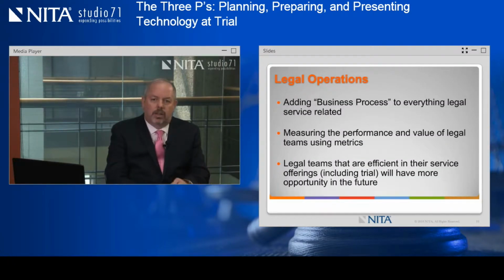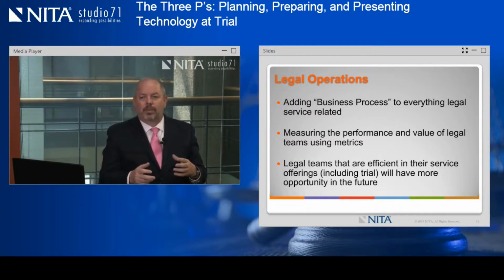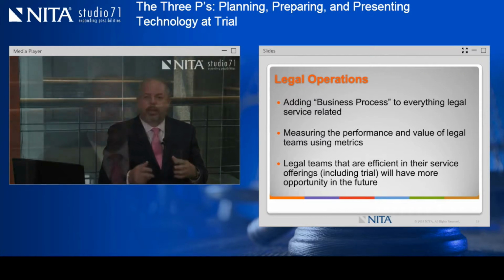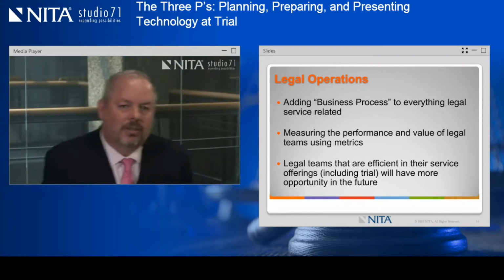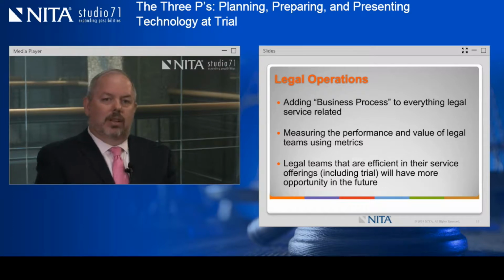Now, a quick comment about legal operations. If you aren't familiar with this growing field, you should be. This is quickly becoming a hot corporate job where all aspects of legal services are measured, including trial services. They use the metrics to help guide clients in their search for efficient legal service and keep costs down.